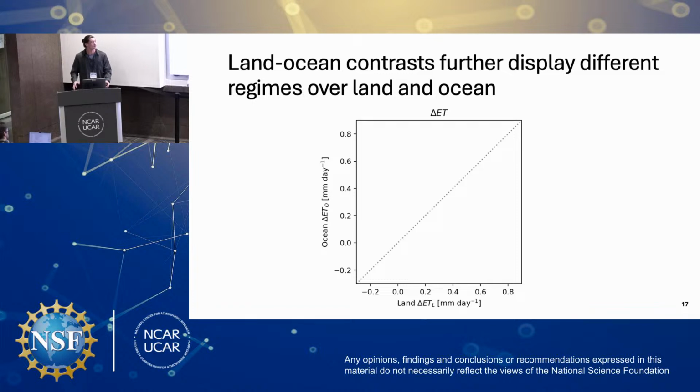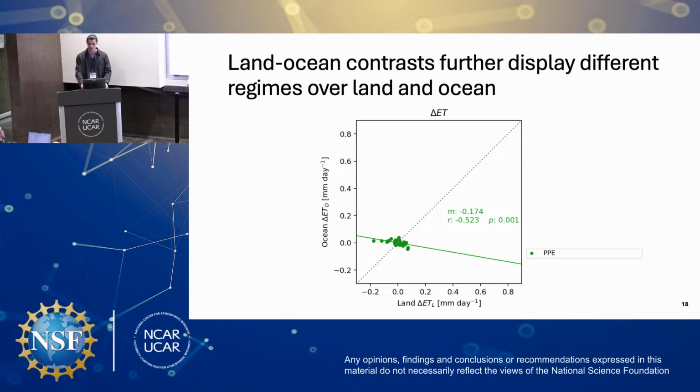So I also wanted to illustrate those land-ocean contrasts by showing this 1-to-1 plot, where you have change in ET for the ocean on the y-axis and for the land on the x-axis. As expected, for the PPE, you have this negative correlation, where when you increase ET over the land, you have a surface cooling, which is associated with a decrease in ocean ET.